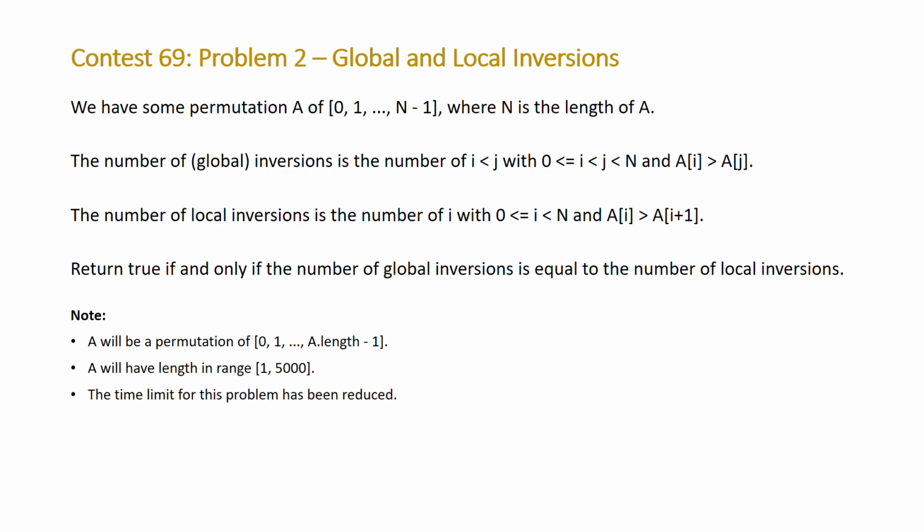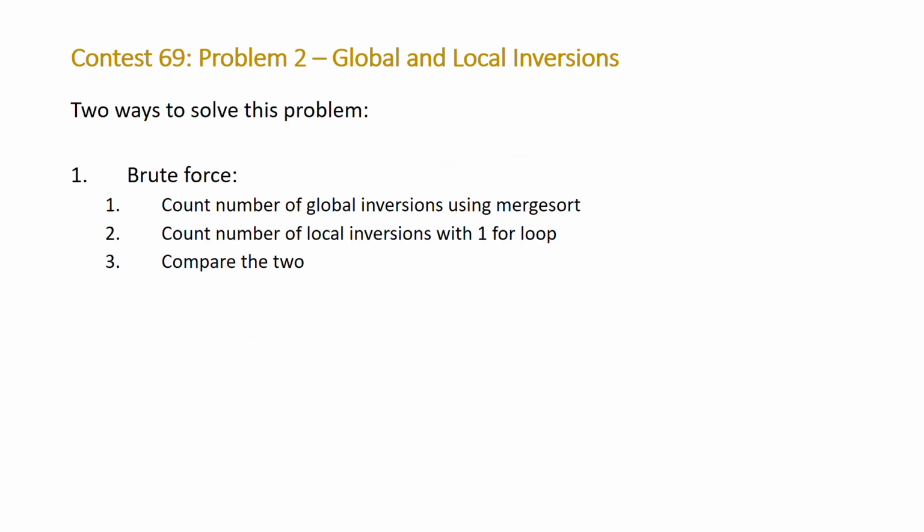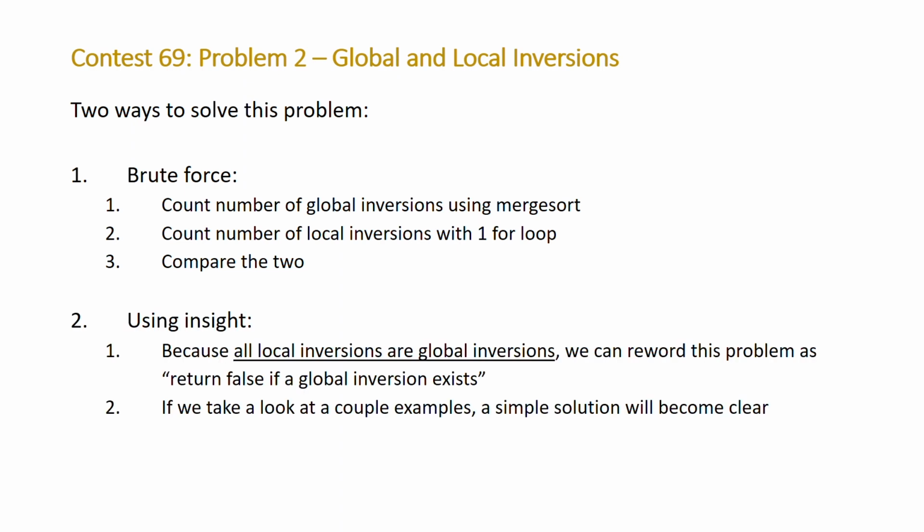We'll discuss both, but only look at the code for the simpler of the two. So the first way to solve this problem is using brute force. We can count the number of global inversions by making a simple modification to merge sort. We can count the number of local inversions with a simple for loop, and then we can compare those two. Implementing a merge sort for problem 2 of a LeetCode contest, though, is a bit involved, so I highly doubt that LeetCode wants us to do that. If you are interested in how to implement this algorithm, though, I'll leave a GeeksforGeeks link in the description down below.